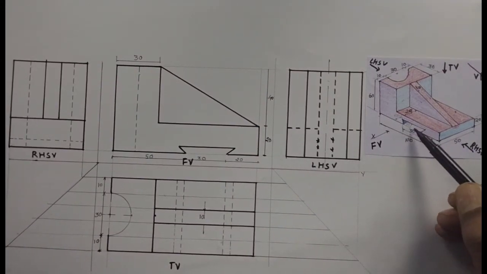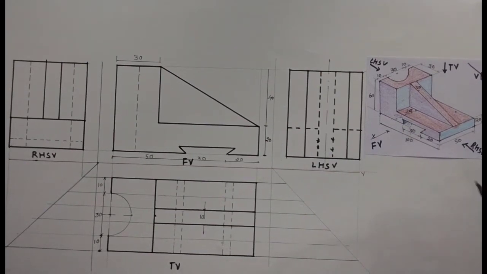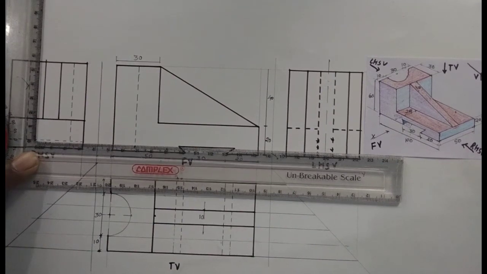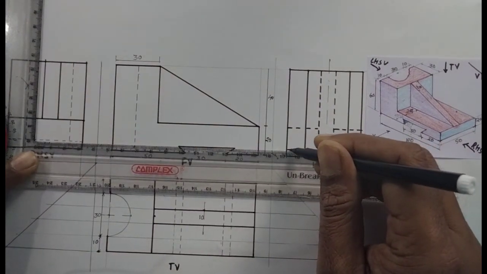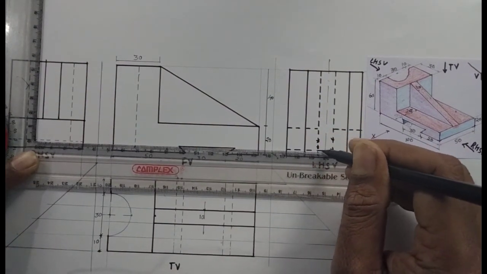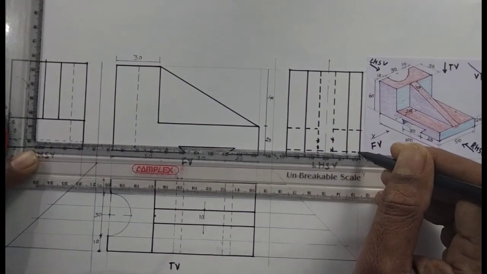Similarly, this tunnel is not visible in the left hand side view, so I take the projection from the elevation and it can be shown with a dotted line.